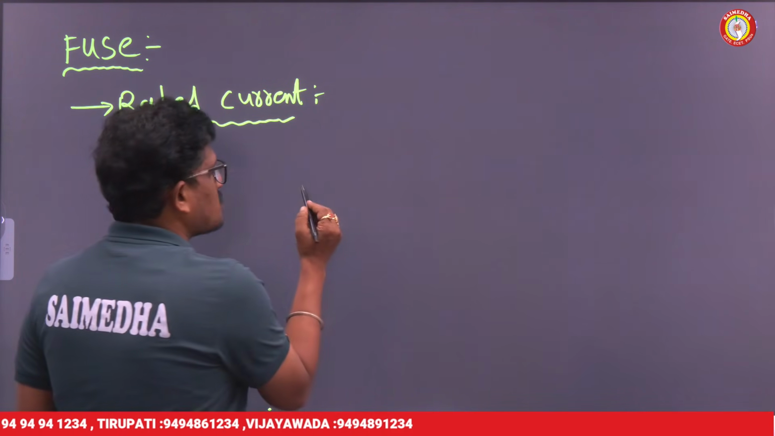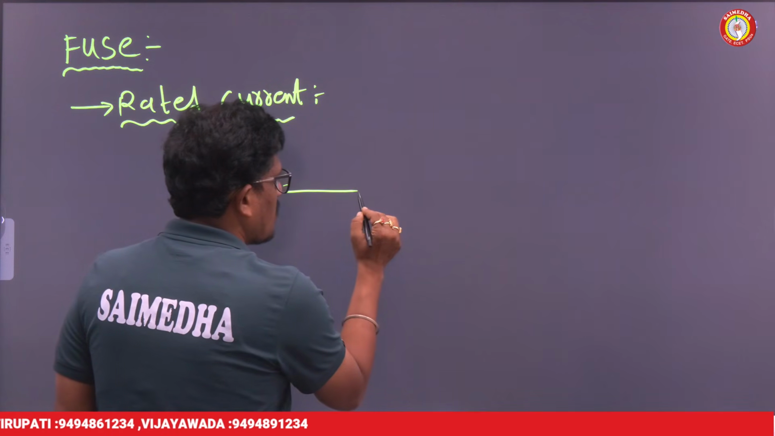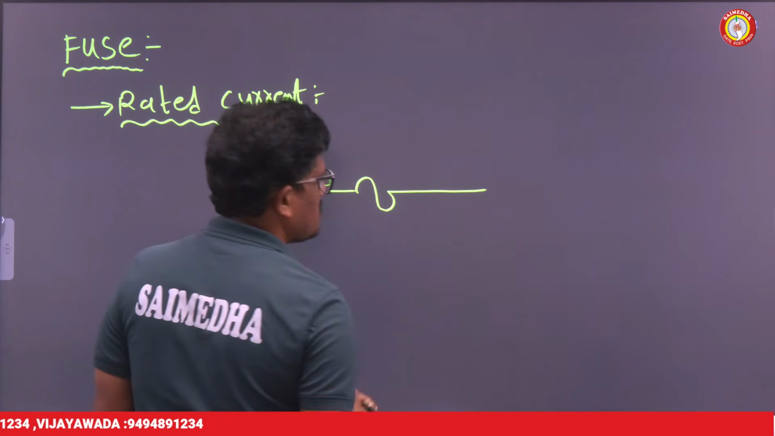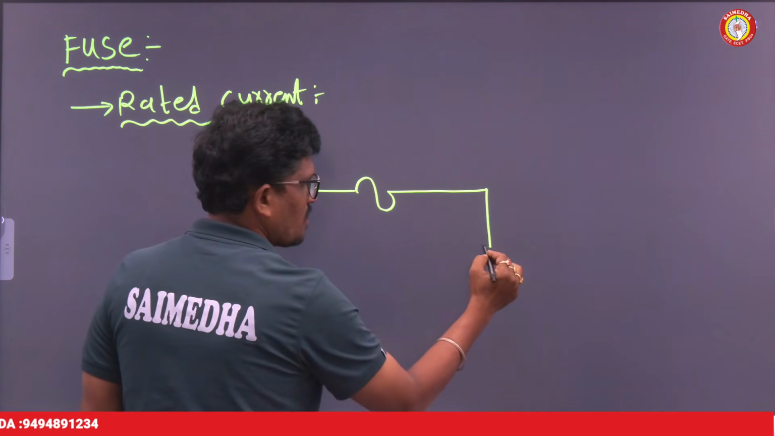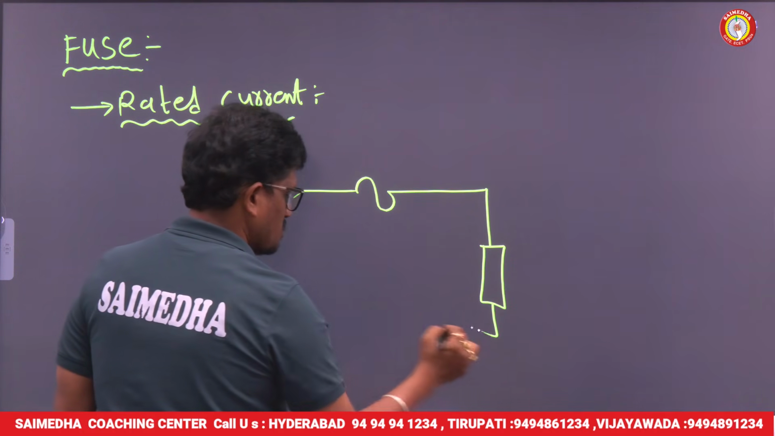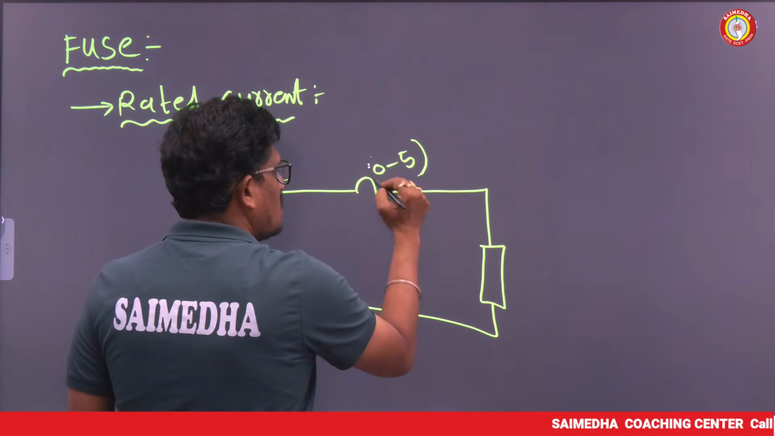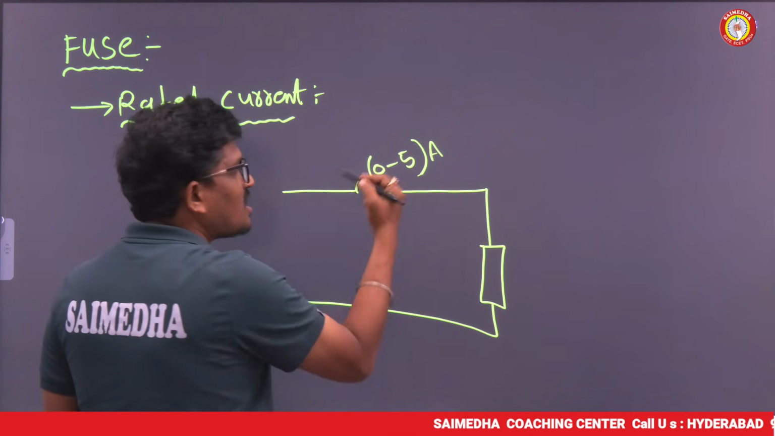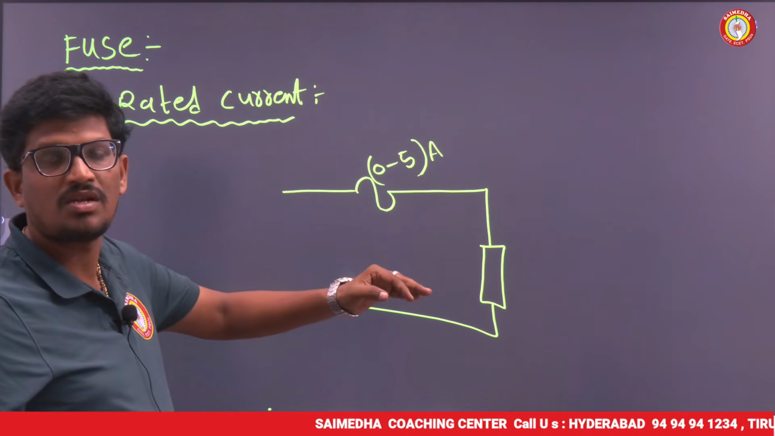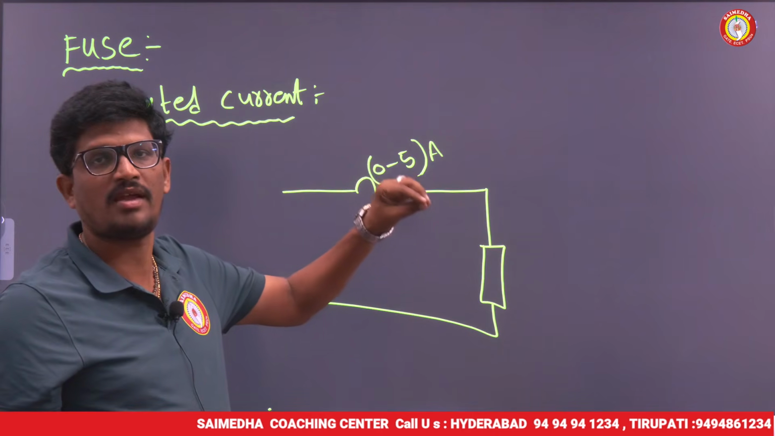If you did not understand this concept, take a small example. Suppose this is our fuse, this is the symbol of a fuse, which we already know. This rating is 0 to 5 ampere. This is the rating of the fuse. If more than this current flows in the circuit, only then should the fuse melt out.